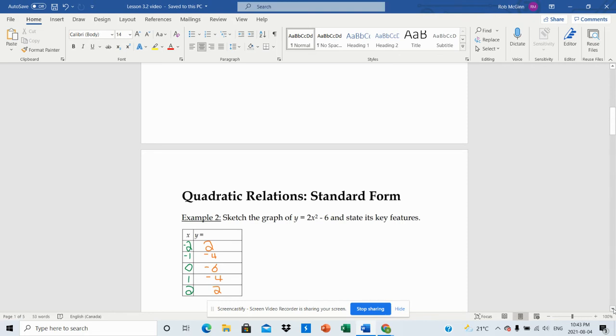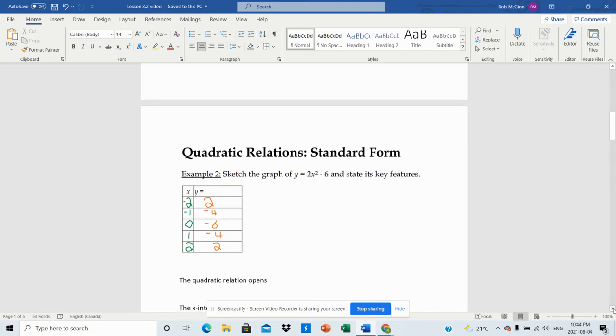So we're going to start off. Sketch the graph of y equals 2x squared minus 6 and state its key features. Well, graphing you can always do. All you need to do is fill out your table of values. I always choose points on both sides of 0. I like dealing with small numbers when I sub them into the equation. Just makes our answers normally a little smaller.